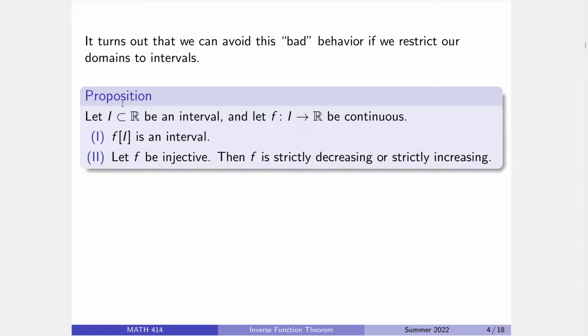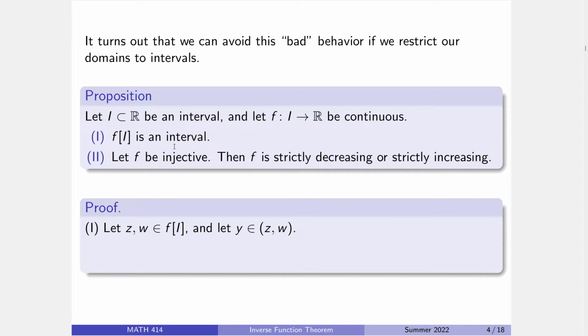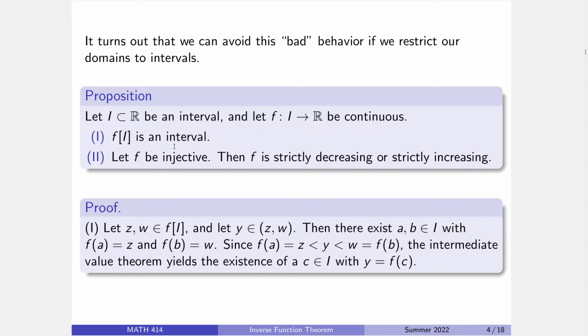Alright, well, first things first, let's prove that the image of an interval under a continuous function remains an interval, and this is just restating the intermediate value theorem. So pick two elements in the range, okay, and then pick an element that lives between the two. Alright, there are A and B, so that f of A is equal to Z, and f of B is equal to W. Y lives between them. Intermediate value theorem gives me a C, so that Y is equal to f of C. There you go. Alright. So that's all I have to say about that one. Beautiful.